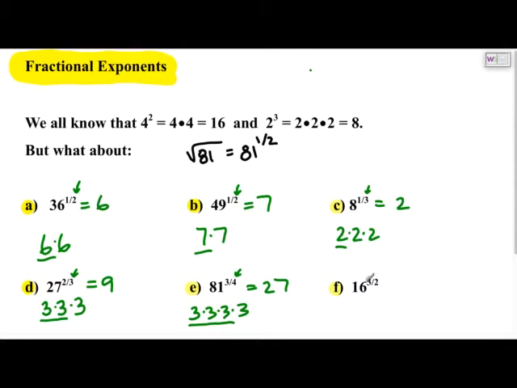What if we have 16 to the 3/2? So here the numerator is actually bigger than the denominator. So let's focus on the 2. So 16 would be 2 4's multiplied together. But here we need 3 of those. So what we're going to do is we're not only going to take the 2, but we're going to add in a third one. So if you were now to take 4 times 4, which is 16, times another 4, that would be 64. So that is how fractional exponents work with numbers.